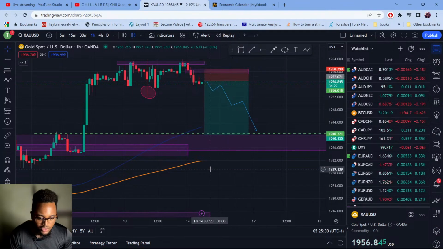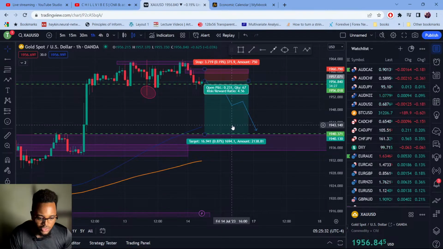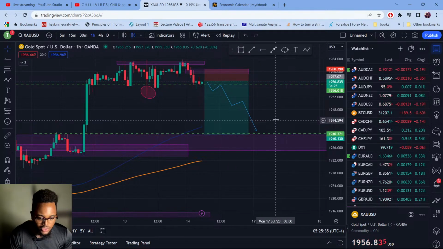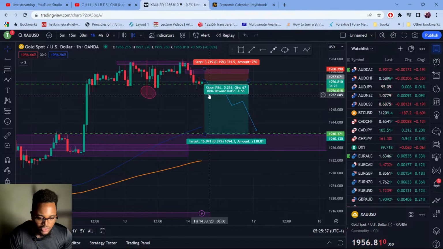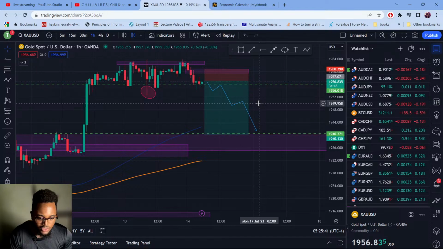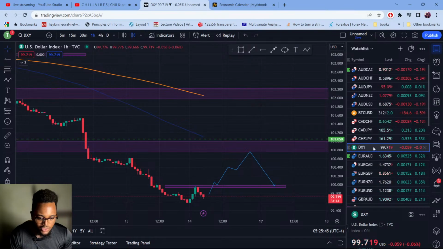Yeah, so this is just it. This is your trade to end the week, right? If we get like 20 pips or something like that, I'll take it. If we get a 1-to-1, that's great, because it's really quiet, it's really slow. The DXY, we might see some pullbacks.